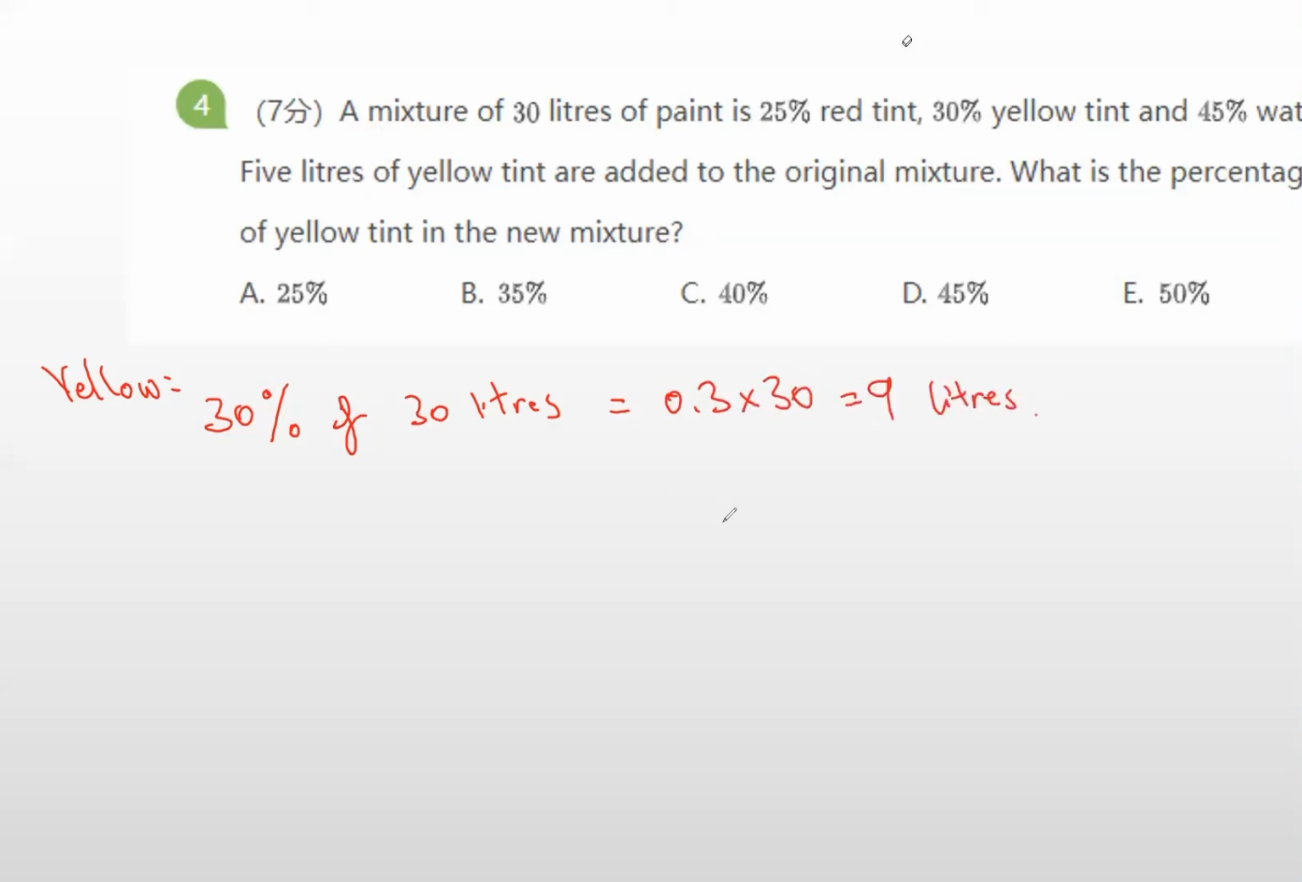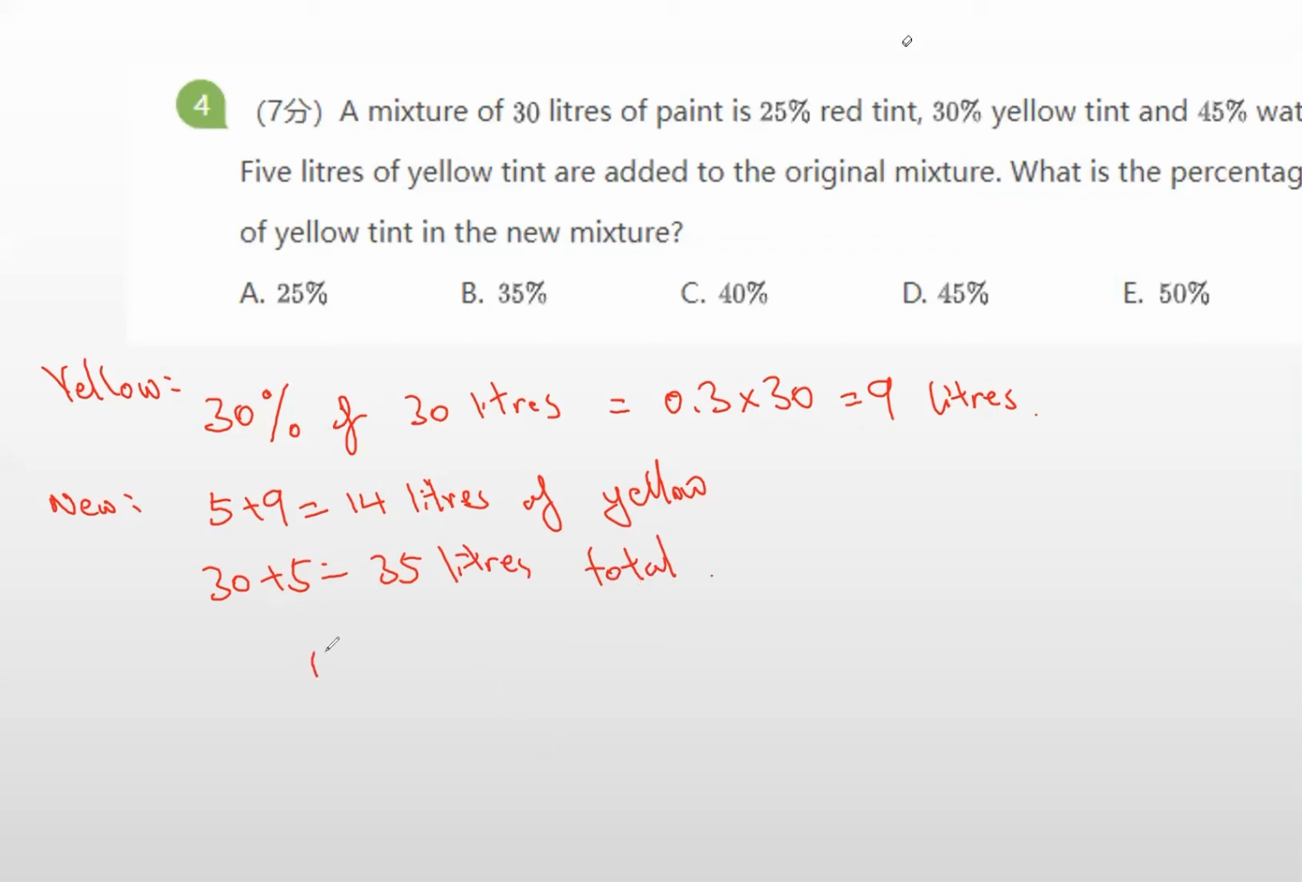Everyone with me? Now we got 9 liters of yellow from the start. So now we added 5 yellow tints. In total, we have 5 plus 9, so the new mixture is 14 liters of yellow. And now our total paint is going to be 30 plus 5, which is 35 liters total.